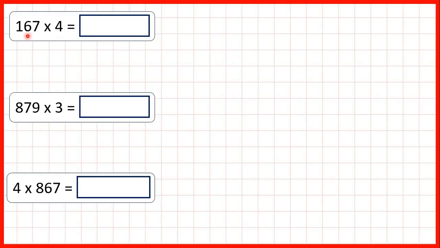Now we need to multiply a 3-digit number by a single-digit number, and this time we're going to use short multiplication. First, we have 167 times 4, so we can set the question out with the larger number on top, but because we're using short multiplication, we only need one answer line.